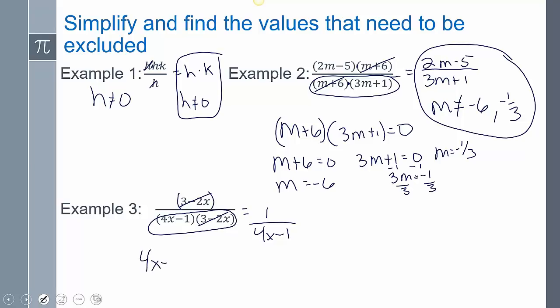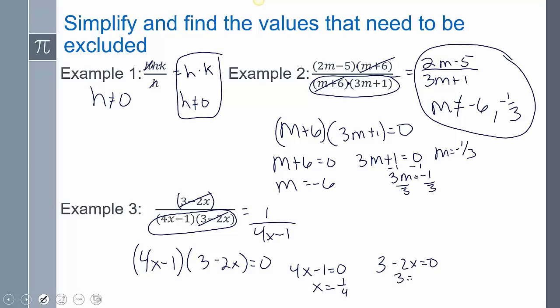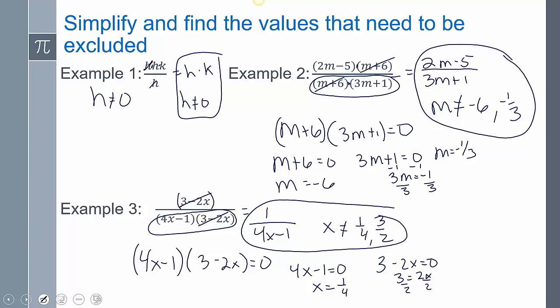So 4x minus 1, 3 times 2x, we have to set that equal to 0. So the zero product principle says I set each of those equal to 0. So 4x minus 1 equals 0. 3 minus 2x equals 0. So add 1, divide by 4. I'm going to add 2x and then divide by 2. So x cannot equal 1/4 and 3/2. And so that's going to be my answer there.